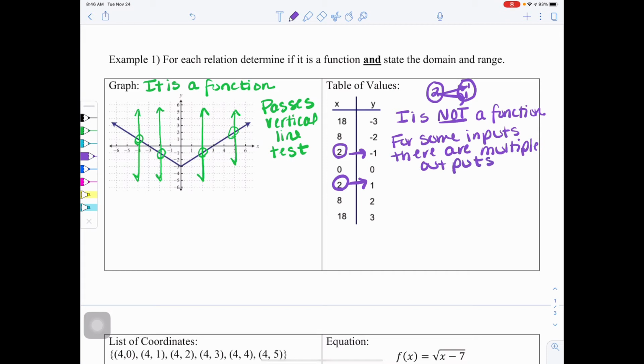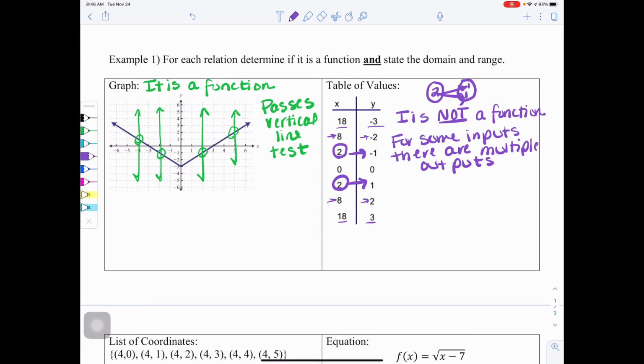Or you could explain that exact example. An input of 2 has an output of -1 and 1, and that does not work. I also want to point out a couple other numbers that you have that are issues here. 18 goes to -3, 18 goes to +3. Here, 8 goes to -2, 8 also goes to +2.